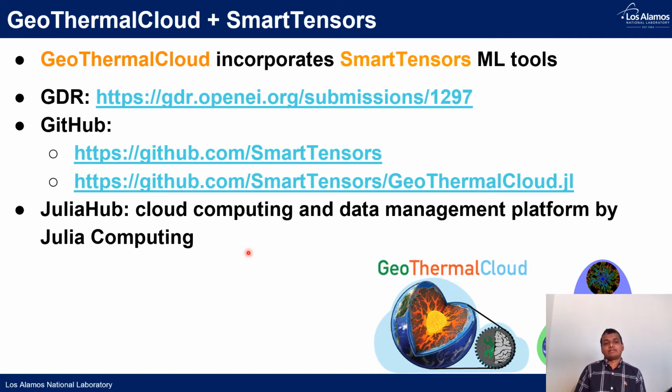So GeoThermalCloud includes SmartTensors, and it can also include Flux, which are basically neural network models. We have a few demonstrations on GDR. You can click on this link and go to our existing demonstrations. There is also a GitHub page; these two pages are actively being developed. And the cloud-based tool is hosted on JuliaHub.